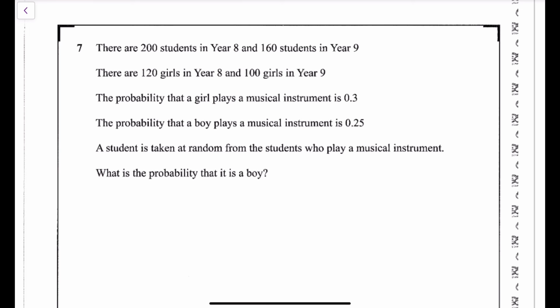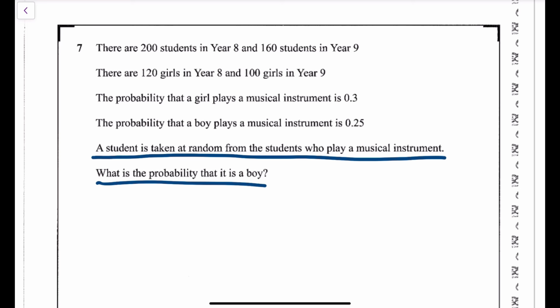A student is taken at random from the students who play a musical instrument. What is the probability it's a boy? So you've got to find the number who play a musical instrument in total, and then find the number of boys who play, and then do that as a fraction. So I did this. This was just to work out the number of girls and the number of boys.